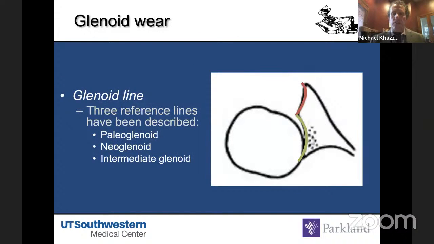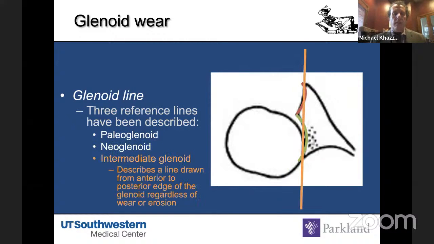Again, this is a description of the glenoid line with 3 reference lines of the neoglenoid, the paleoglenoid, and the intermediate glenoid. Here's assessment of the version of the paleoglenoid, the neoglenoid, and the intermediate glenoid. And again, this intermediate glenoid is a line drawn from anterior to posterior edges of the glenoid regardless of the erosion, and gives an assessment of what the true version is of the glenoid because it allows for the entirety of the vault to be assessed in the axial plane.